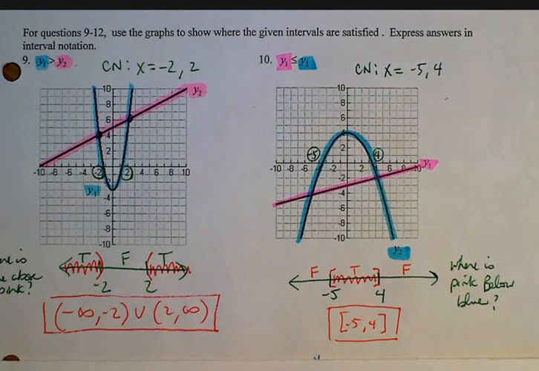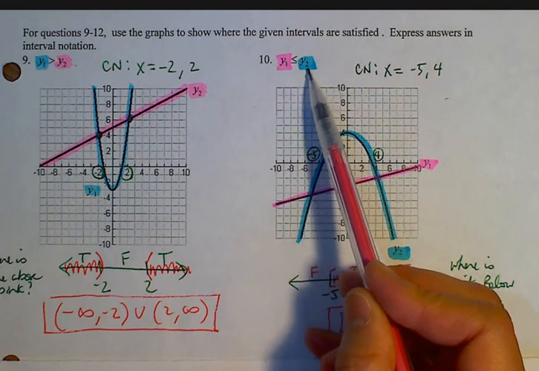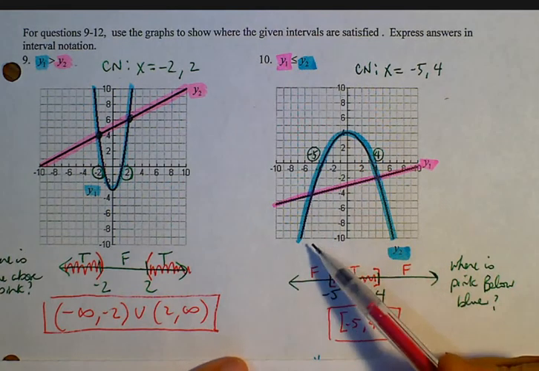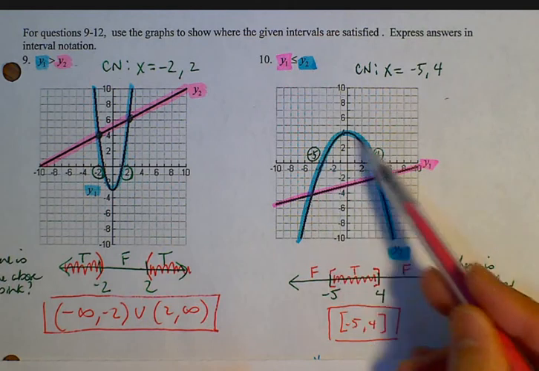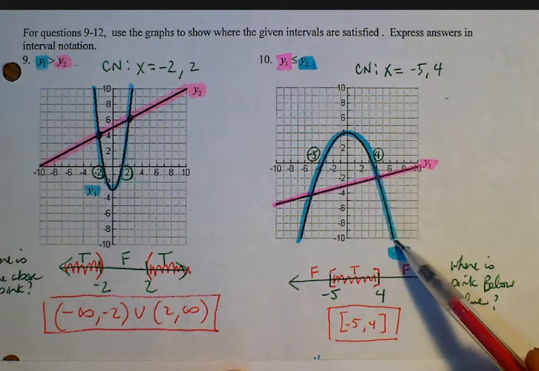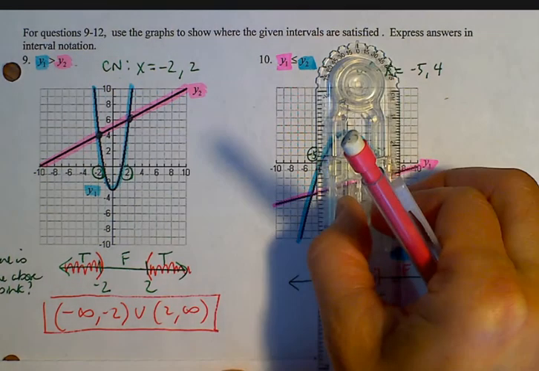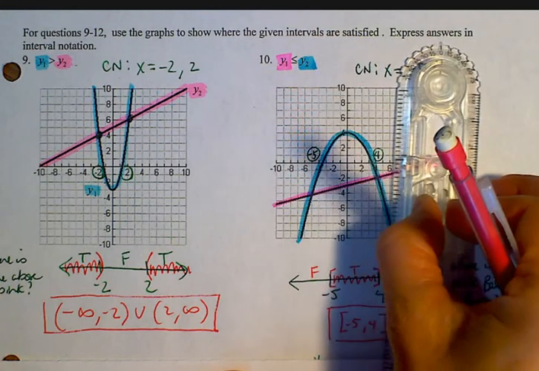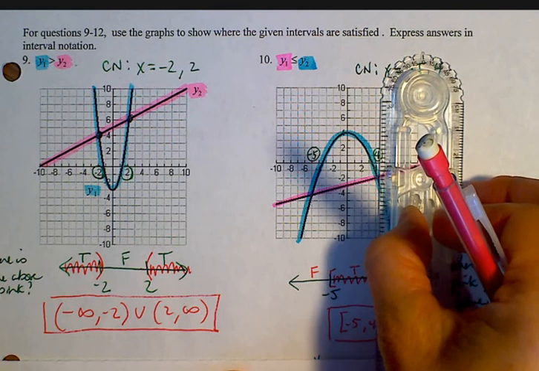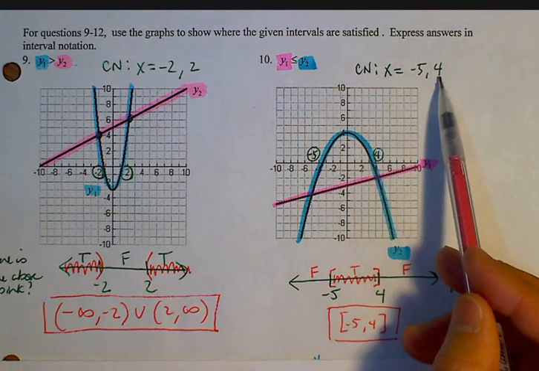So for the next one, in problem number 10, we're looking at where is y1 less than or equal to y2. So I highlighted the y1 in pink, and then I put the y2 in blue. And first of all, I'm going to find the intersection. So those are the critical numbers. So if I line up my straight edge where the intersection is, the x value to the left side is -5, and then to the right side it's +4. Okay, so I wrote that up on top. Critical numbers are at x equals -5 and 4.